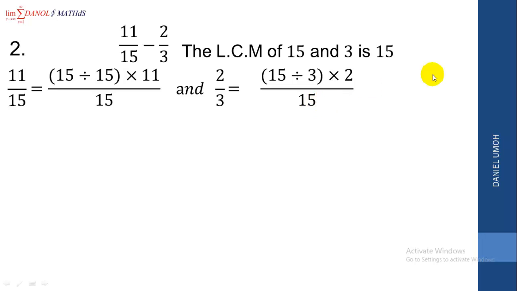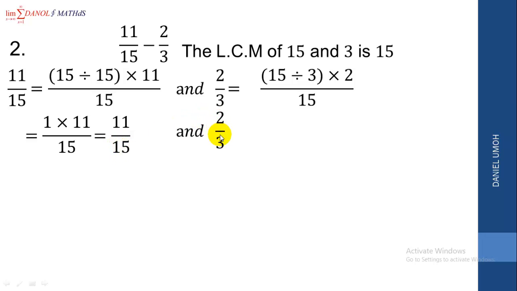Now, of course, 15 divided by 15 is 1. Then times 11. We got this over 15, and that gives us 1 times 11, which is 11 over 15. And 2 over 3, when solving this, we said 15 divided by 3. That gives us 5. Then 5 times 2 over 15. So 5 times 2 gives us what? 10. All over 15. I hope you understand what we just explained.